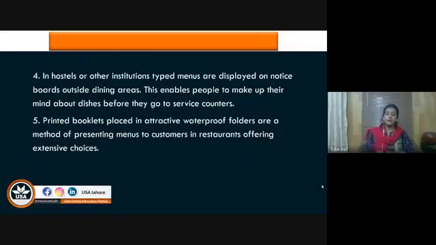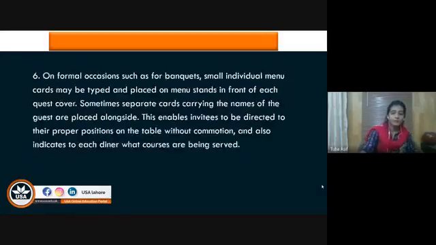In hostels or other institutions, typed menus are displayed on the notice board outside the dining areas where the students or the personnel can read those menus very easily. There could be printed booklets placed in attractive waterproof folders, and it is also a method to present your menu to your customers. On formal occasions, such as banquets, small individual menu cards may be typed and placed on menu stands in front of each guest cover. Sometimes separate cards carrying the names of the guests are placed alongside. This enables invitees to be directed to their proper positions on the table without commotion, and also indicates to each other what courses are being served.